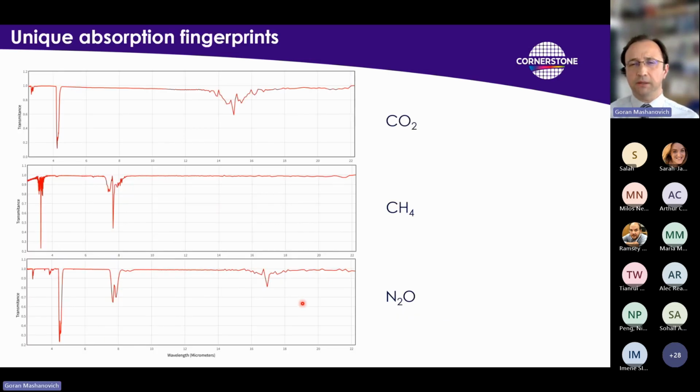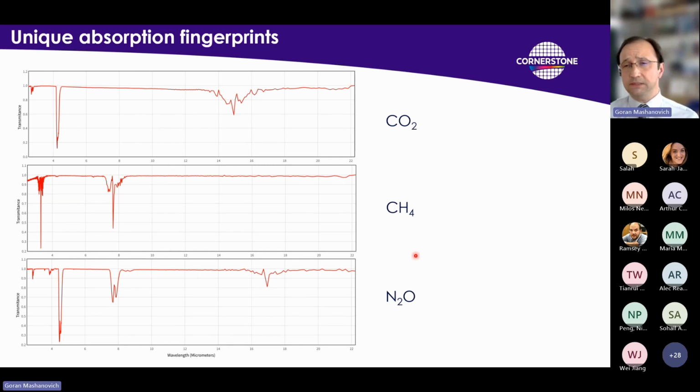So what I mean by unique fingerprint absorption is shown on this slide. You can see 3 gases, which we're talking a lot about in recent times because of climate change and so on. We have carbon dioxide, methane, and nitrous oxide. And we are showing here transmittance as a function of wavelength. You can see that all of them have very different absorption peaks, so we can uniquely determine which gas is present in an environment.